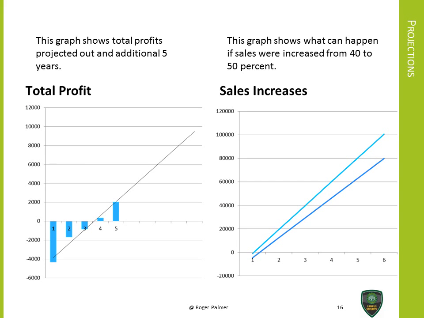The graph on the left shows profits projected out into 5 additional years if no changes were made in the assumptions first shown. The second graph shows how a 10% increase in sales could alter the profits for each price point charted.